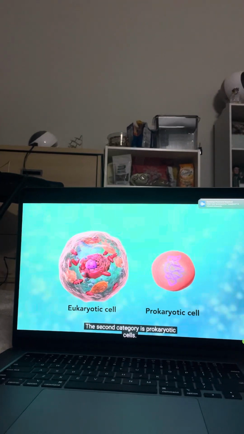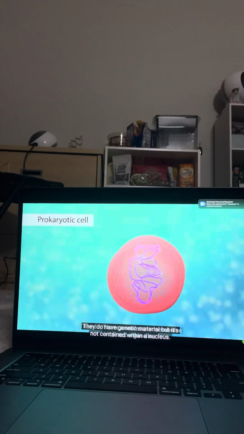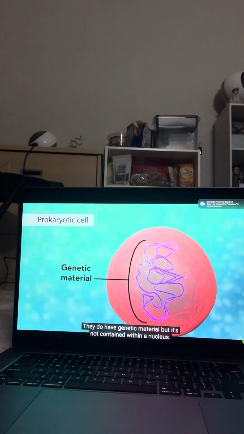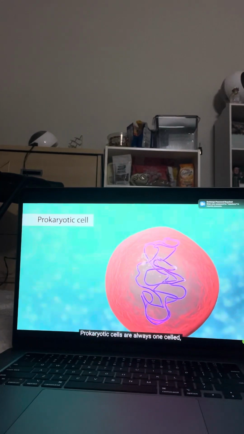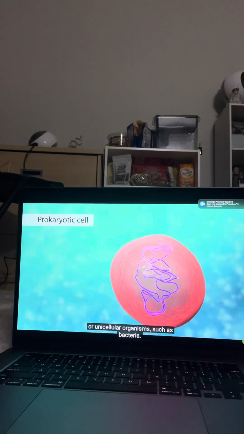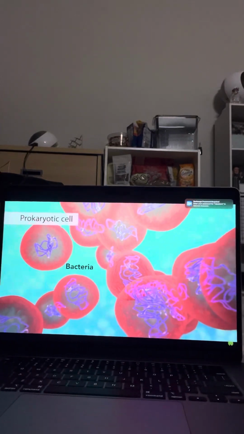The second one, prokaryotic cells, are unicellular and found in bacteria. They have no nucleus or membrane-bound organelles, and they do not have a cell membrane or cell wall. Once again, these are found in bacteria.